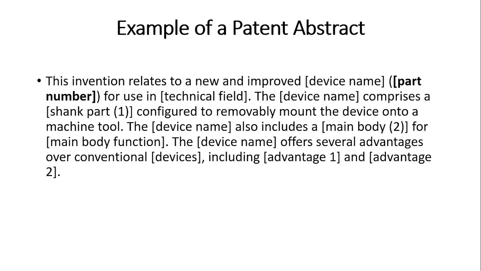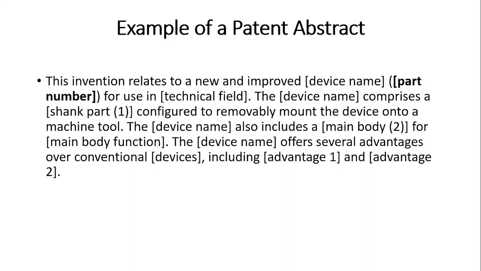You may consider this as any one of the products. So this invention relates to a new and improved, and inside the brackets you may give the product name and the part number, for use in which field it is applicable. So you mention the technical field. Full stop. Then you can give the device name. It may be an agriculture product, it may be a harvester, because we started by discussing a sugarcane harvester. So here, the AI-based sugarcane harvester. Likewise, we give the name.